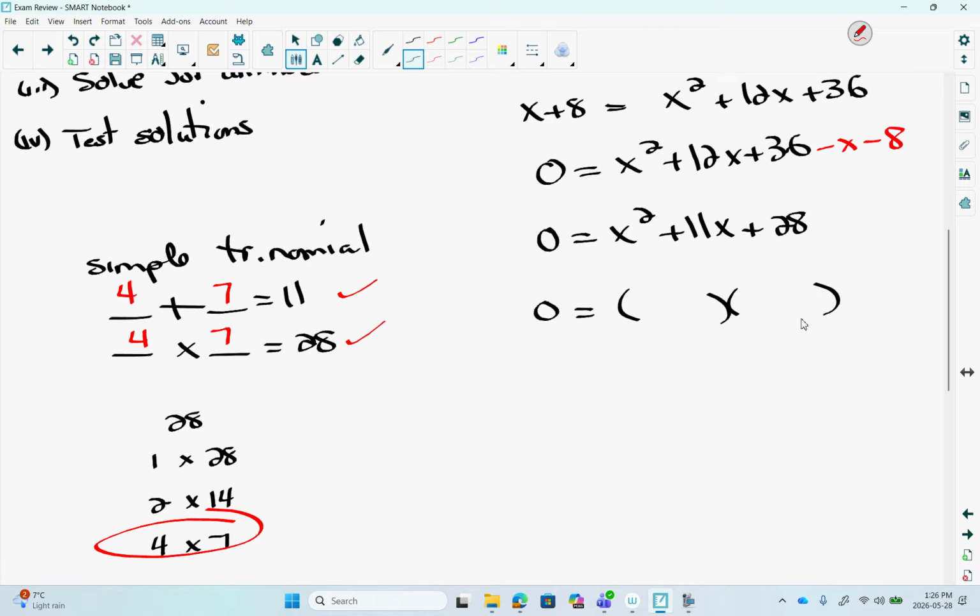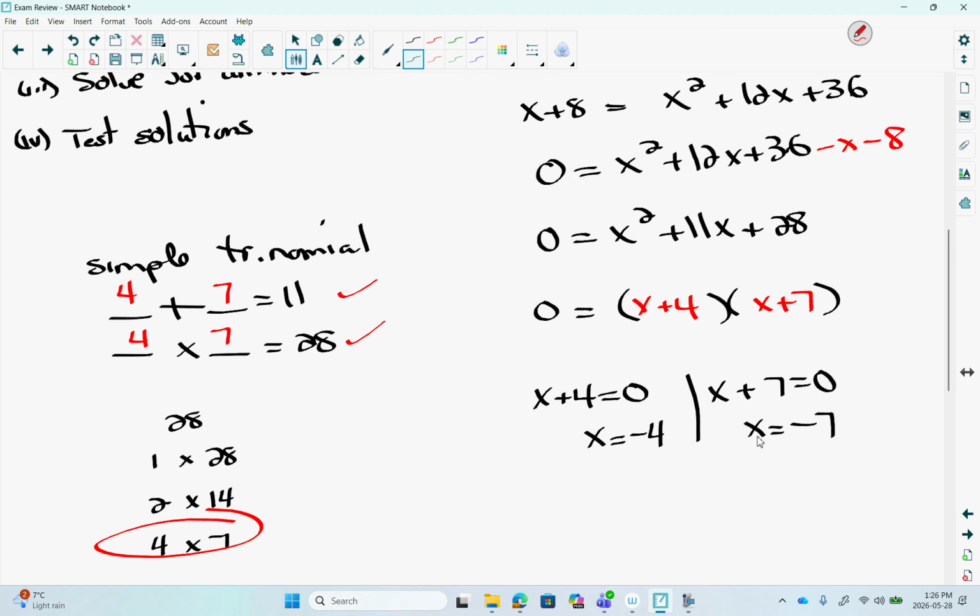2 brackets. X plus 4 and x plus 7. And the only way you can multiply those 2 factors together and get an answer of 0 is if one of them actually equals 0. I don't know which one it is, so I set both of them equal to 0. Solving this one, I'd get x equals -4, and solving this one, I'd get x equals -7. So I've solved. I've got two solutions now, two potential solutions.